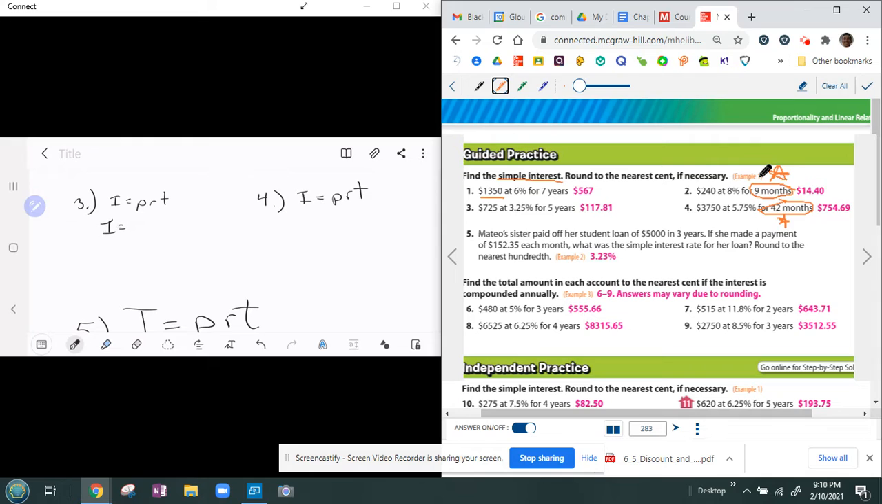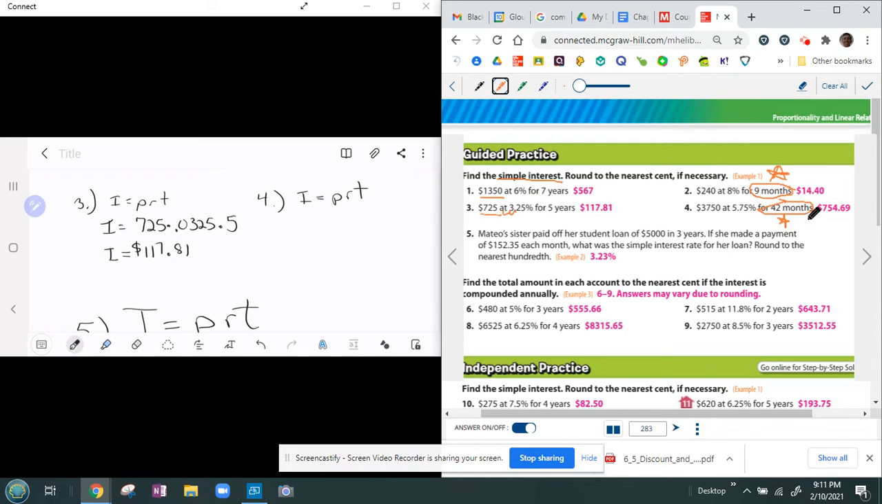We have that interest I, and now we need the principal for number 3, which is going to be $725. We're going to multiply that by the rate, the interest rate, which is going to be 0.0325. Okay, because we take that decimal and we bump it over twice because we divide by 100 because percent's always out of 100. Okay, and then we're going to multiply that by, oh good, this is in years, so we get the 5 years there. So the interest earned on this account is going to be $117.81. All right, let's go to the last one.